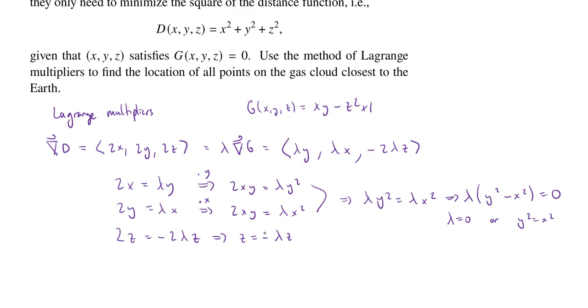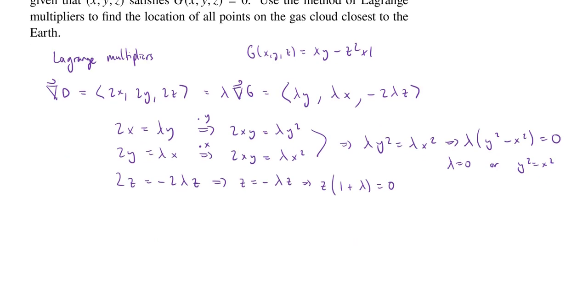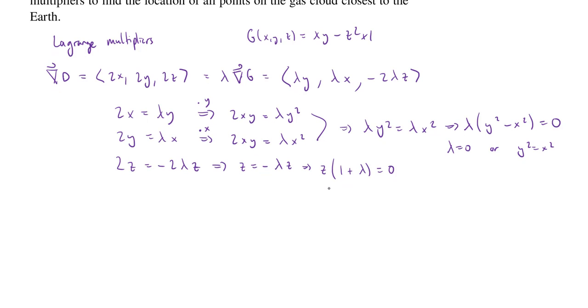All right, we do the same thing down here. If I add, I can factor out a z. So I'll add lambda z to both sides, factor out the z, and I'll get z times (1 plus lambda) equal to 0. Again, I have a product equaling 0, and so either z is 0 or 1 plus lambda is 0, which means lambda would be -1.